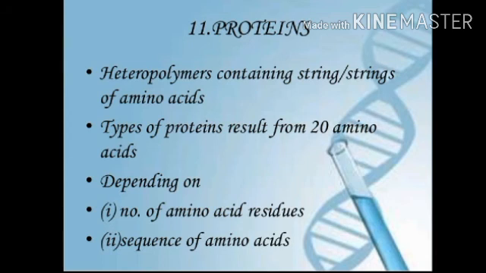If the number of amino acids is more, the protein chain also forms a long polypeptide chain. And the sequence of amino acids may be varied, first, second, third, fourth. Then different types of proteins are formed.